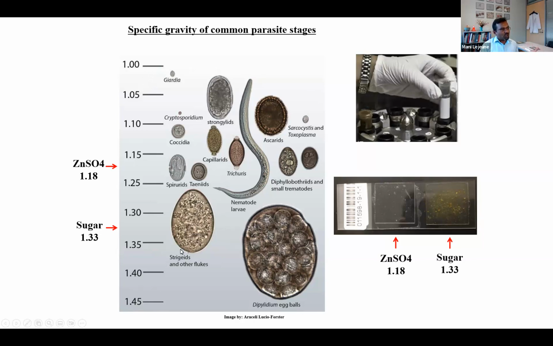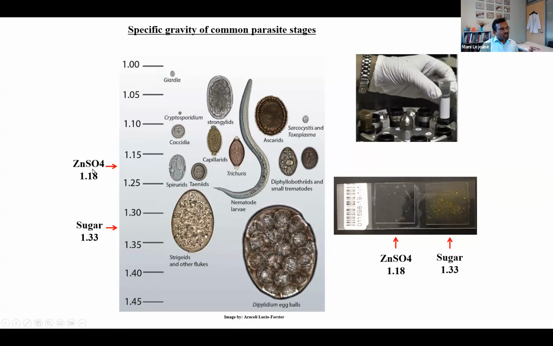Most of the parasite stages have a buoyant density greater than the specific gravity of water, so they won't float in water. But if you select a solution such as zinc sulfate, which has a specific gravity of 1.18, then many of these parasite stages that have a buoyant density lesser than 1.18 would float in this solution. Similarly, sugar has a higher specific gravity of 1.33, and in this solution, most of the parasite stages can float.